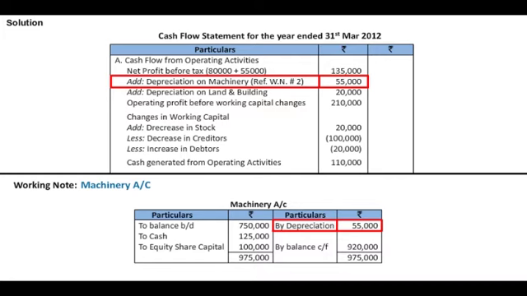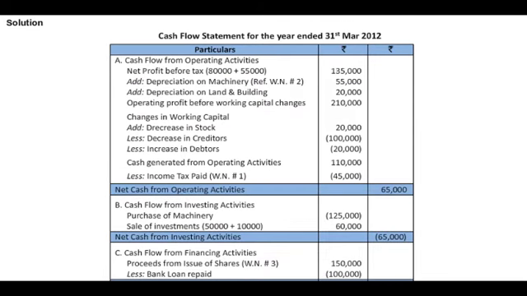There are no other non-cash expenses. There is a profit on investment, but this is not credited to the profit and loss account. It is credited to capital reserve. That is why you don't have to do anything in the operating activities as of now. So that covers all your non-cash and non-operating items. That gives you the total figure of 2,10,000. So this is operating profit before working capital changes.